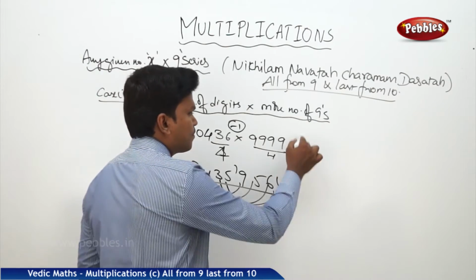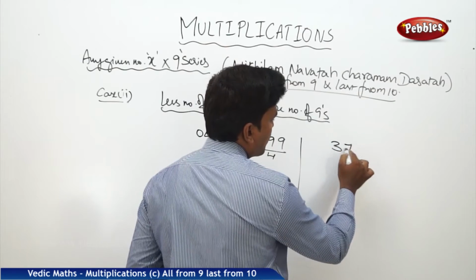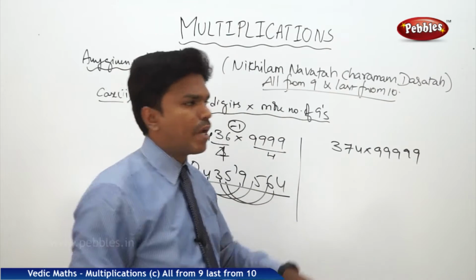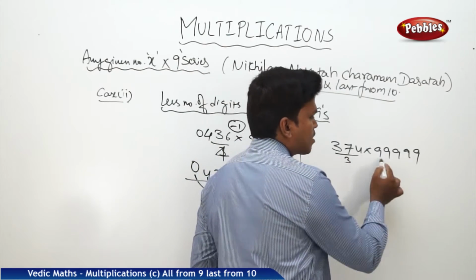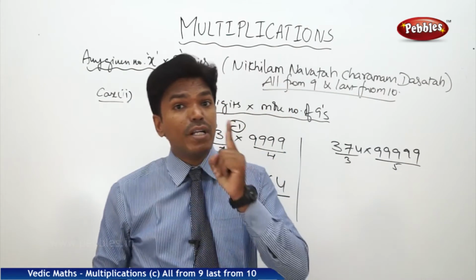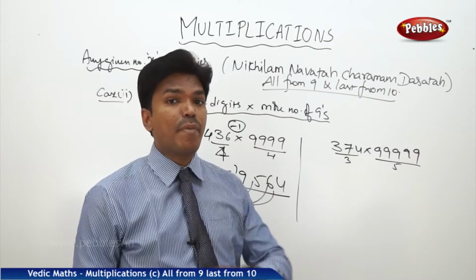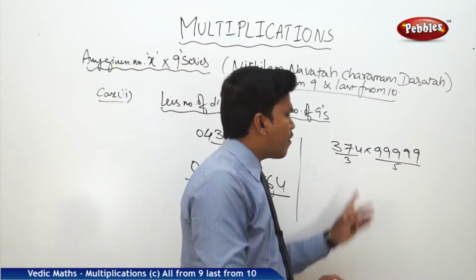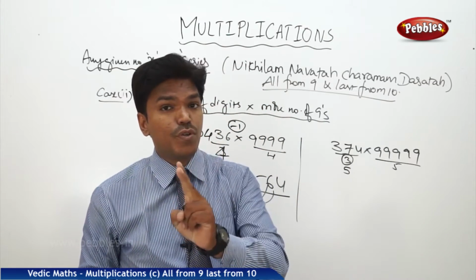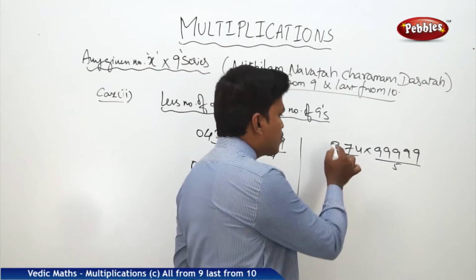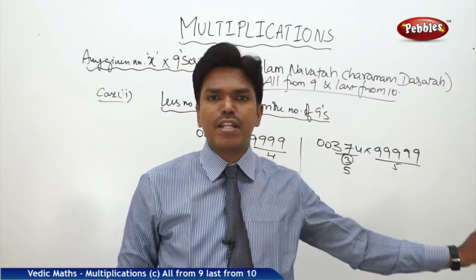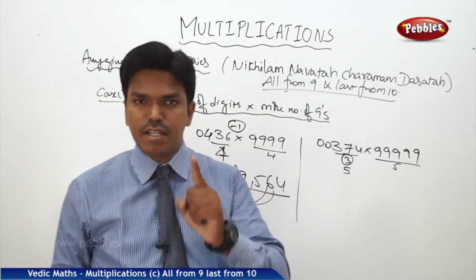One more example. Suppose we take the number 374 into 5 9s. 374. How many digits are there? 3 digits. How many 9s are there? 5 9s. 3 digits, 5 9s. This time, how many digits are less? 2 digits are less compared with the number of 9s. So if I want to make this 3-digit number a 5-digit number, what do I need to do? Add 2 zeros before the number, so that it becomes a 5-digit number. Now, 5-digit number into 5 9s. Same as case 1.